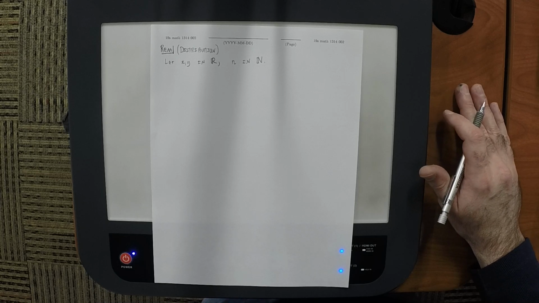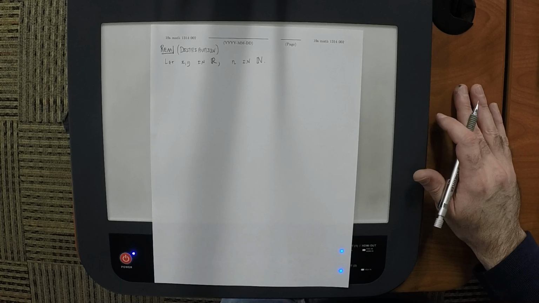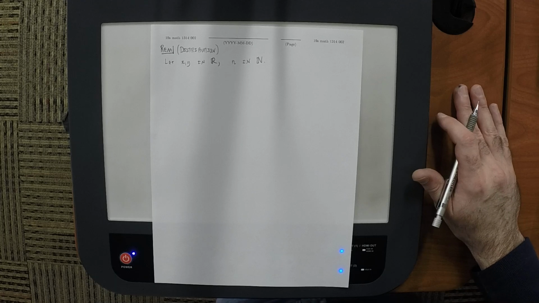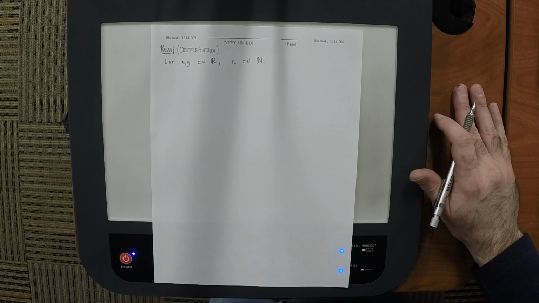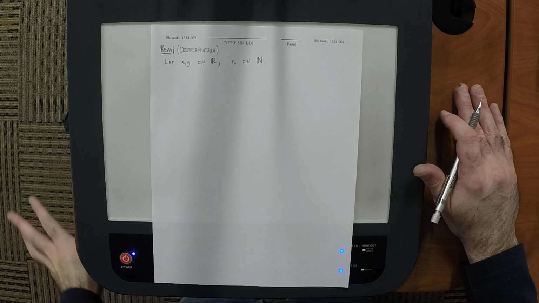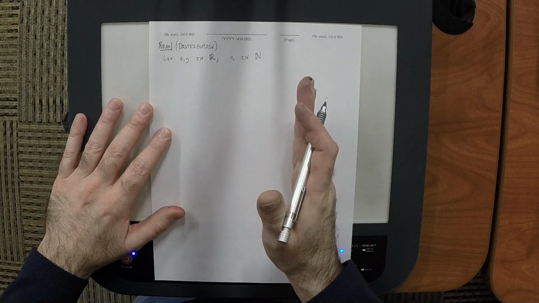Which is to say, it can't have a fractional part, and it can't be negative, which means stuff like 0, 1, 2, 3, 4, and so on. All right, so we've got stuff. So again, I'm going to do 2 columns, left and right.